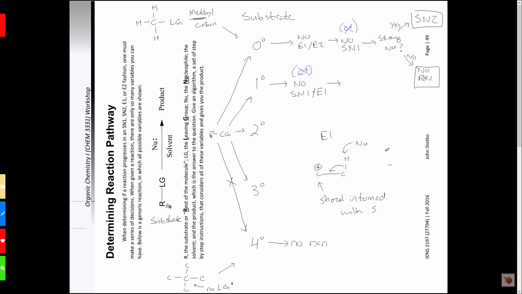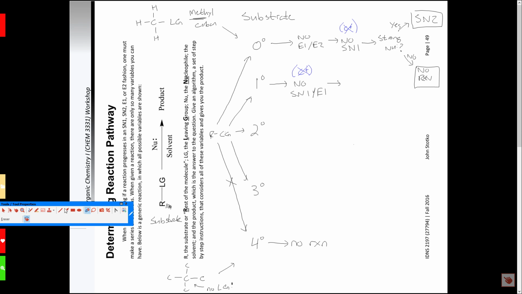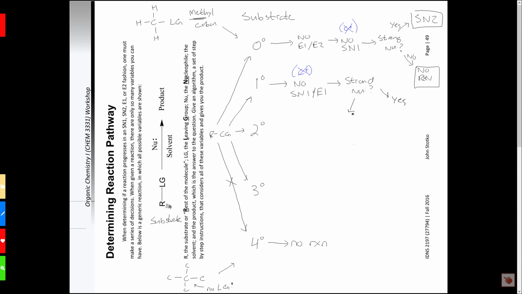Let me erase that. There we go. So we're left with E2 and SN2. Let's figure out what is what. Of course, you have to have a strong nucleophile, so let's put that question in there: strong nucleophile, question mark. Let's go yes, and let's go down to the no. We'll do the rest of these on a separate page, the second page, so we have some room to fiddle.